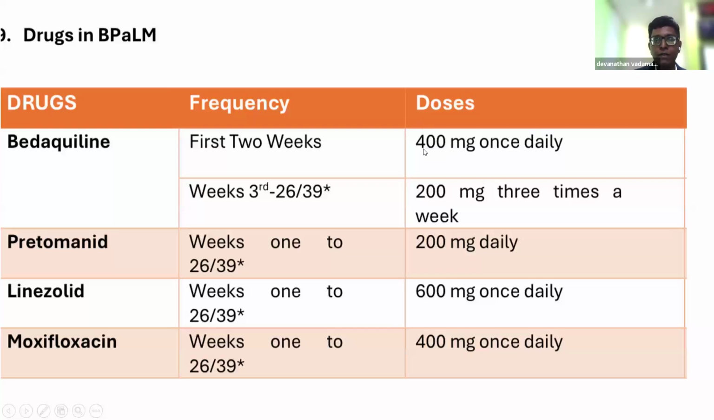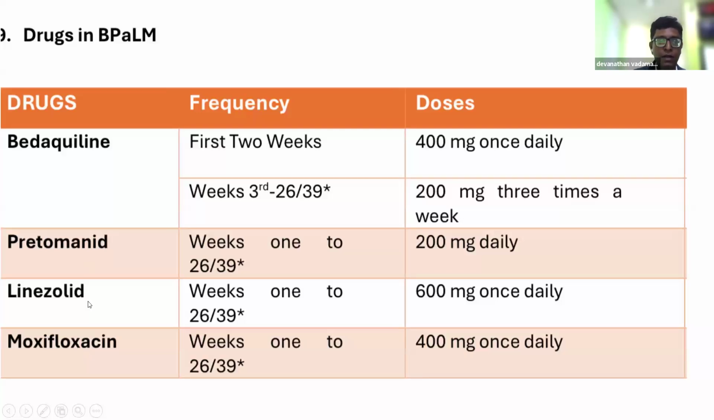Bedaquiline alone, for the first 2 weeks, we will give 400 mg. From the 3rd week to the end of 6 months, we will give 200 mg on alternate days. Monday, Wednesday, Friday we will give. First 2 weeks daily 400 mg. From the 3rd week to the 24th week, 200 mg Monday, Wednesday, Friday alternate days, till the end of 6 months.